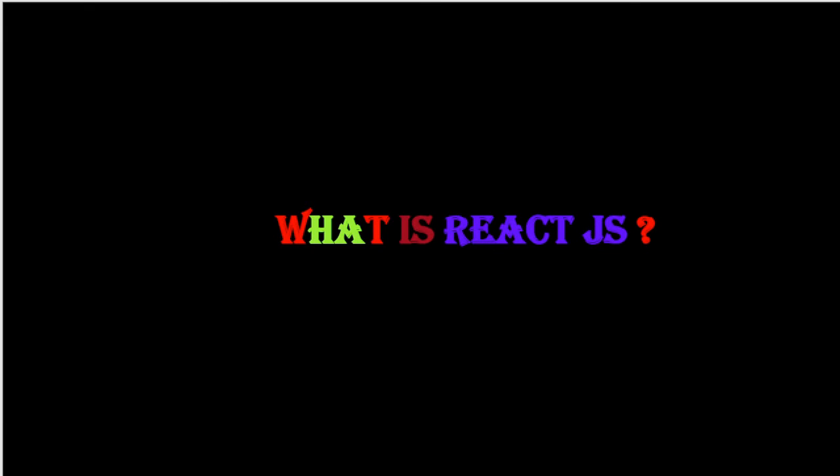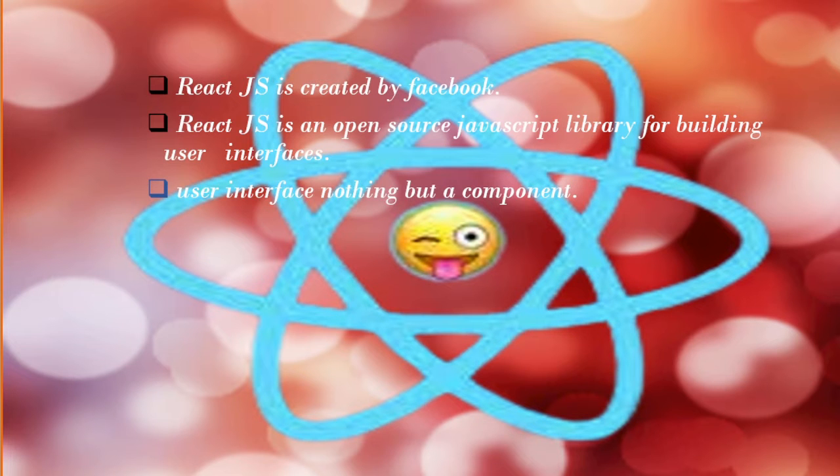Channel Radhika TechHub. In this tutorial, I am going to explain what is ReactJS. As we all know, ReactJS is a combination of JavaScript and HTML. It is created by Facebook and it is open source. It follows the component based architecture. The component is used for building the user interface. User interface is nothing but a component.